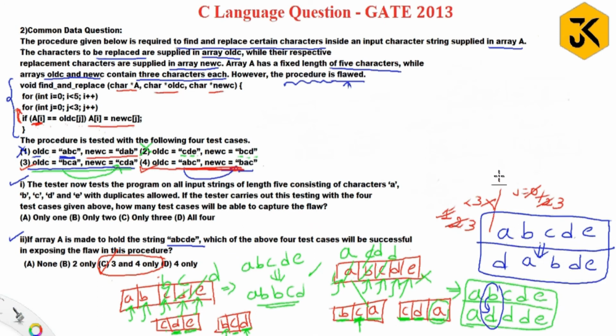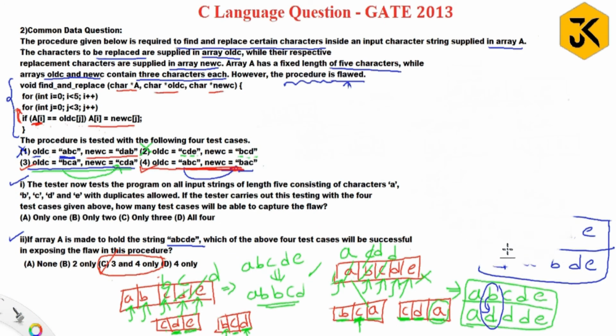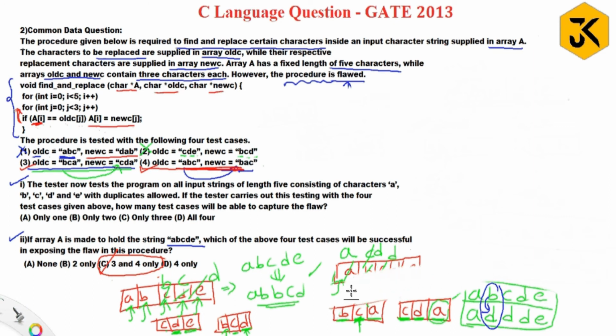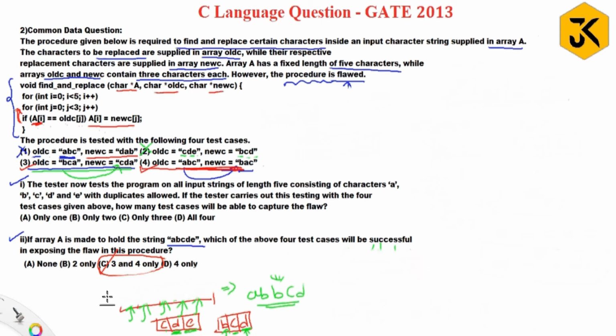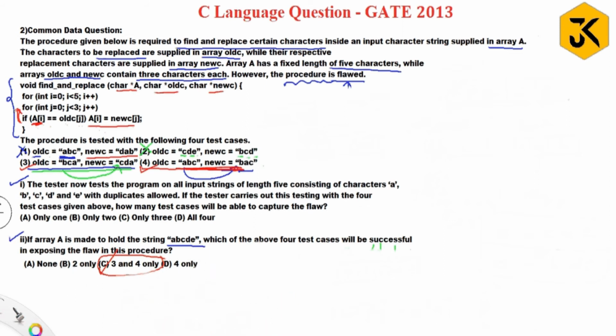So what is their statement? There exists a group of 5 characters. Among those 5 characters, if any character is matched with bold C characters, that character should be replaced with the corresponding character in the new C. That is what they have given. Okay, let me take the first question.